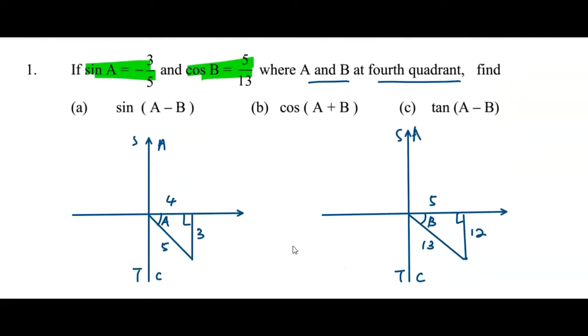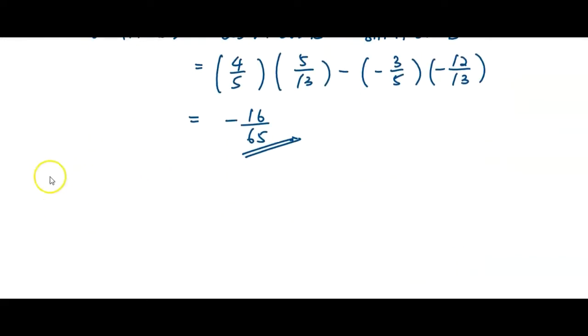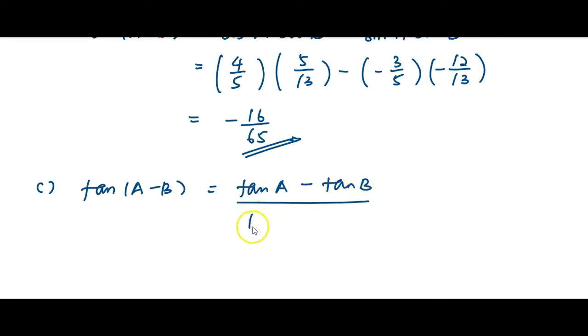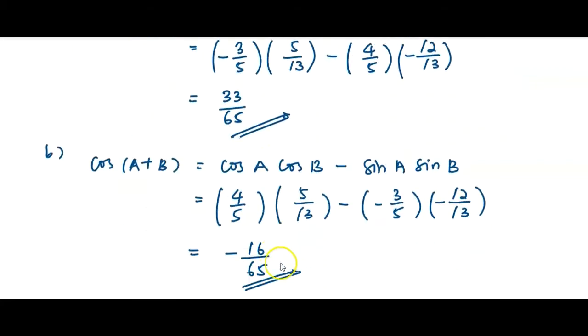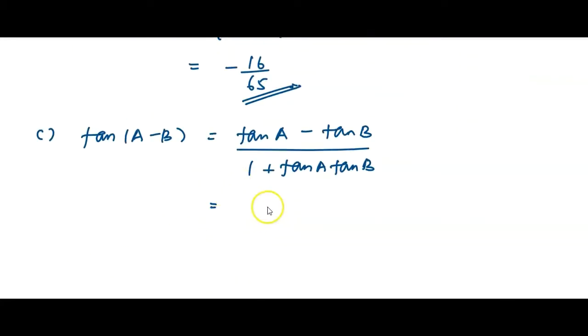Okay, so for question C, tangent A minus B, we are using the same approach, but now you need to use the formula of A minus B. That will be tangent A minus tangent B over 1 plus tangent A multiplied by tangent B. So plug in the ratio of the tangent A and tangent B based on both diagrams, put in the value and then simplify. You should get the answer. The answer should be 33 over 56, and I hope that you can take this as your exercise. Okay, try to get the 33 over 56.